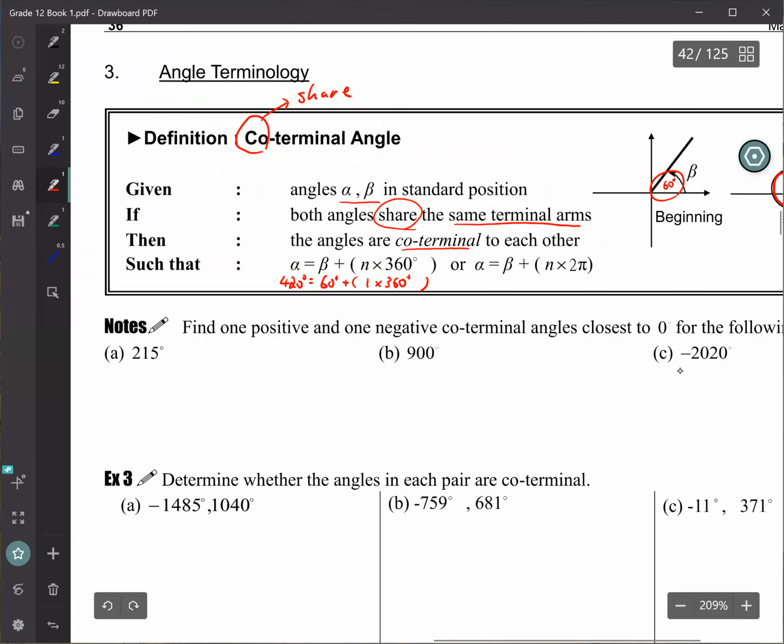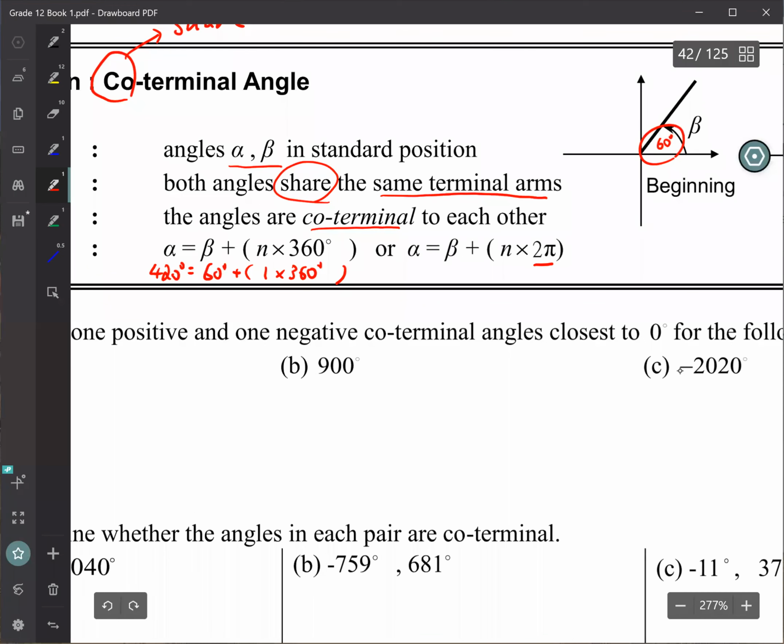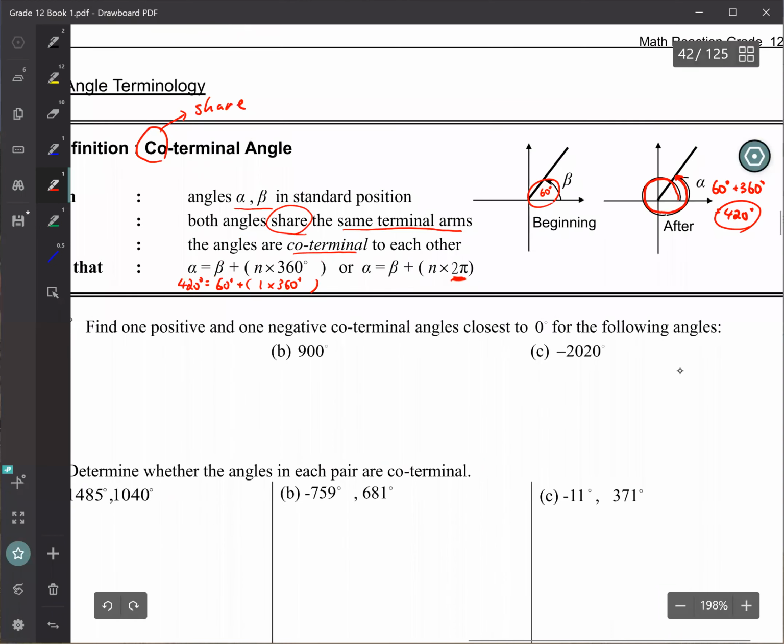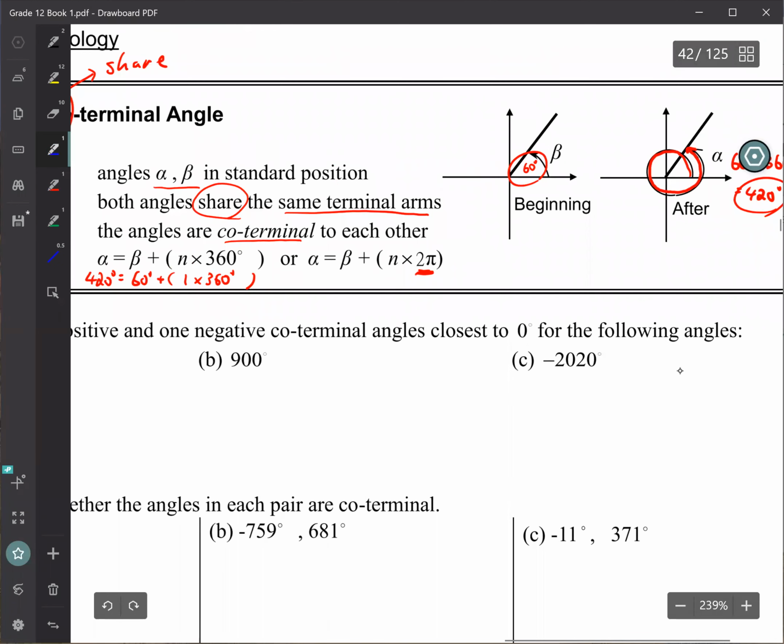Now, if the angle they give you is in radians, then you will need to use 2 pi. Remember, a full circle is 2 pi. Half a circle is pi. So each time you turn, you add the number of full turns. So over here, I would like you to add in the n.